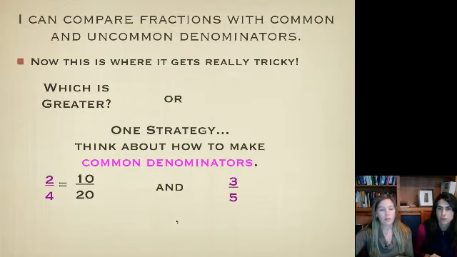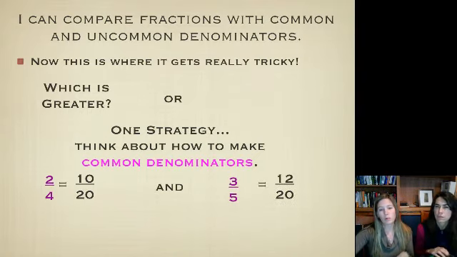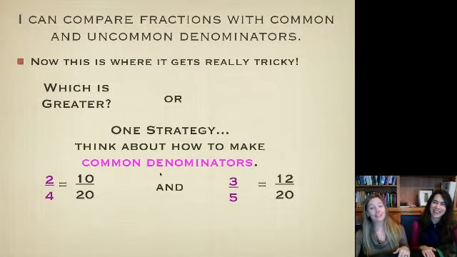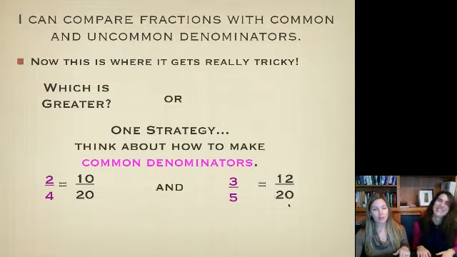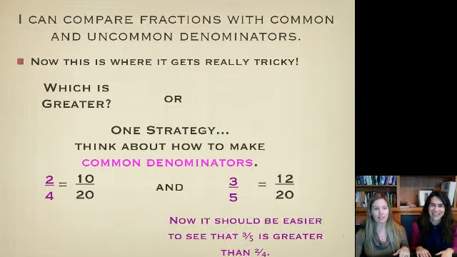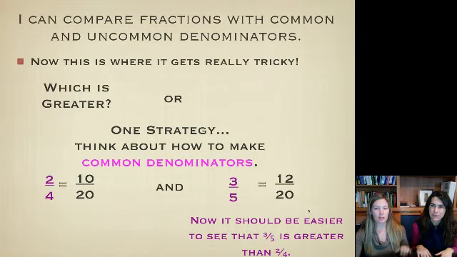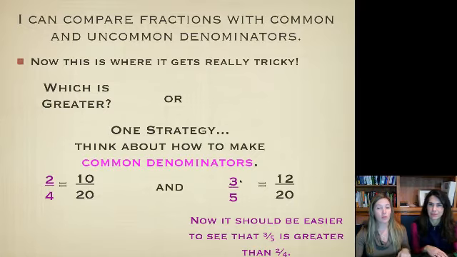And if we look at 3/5 here, we're going to multiply both of them by the 4. So now looking at them, 10/20 or 12/20, which is bigger? It's easy to see 12/20. Now again, the original question is which is bigger, 2/4 or 3/5. So 3/5 is equivalent to 12/20, so 3/5 is actually the greater number.